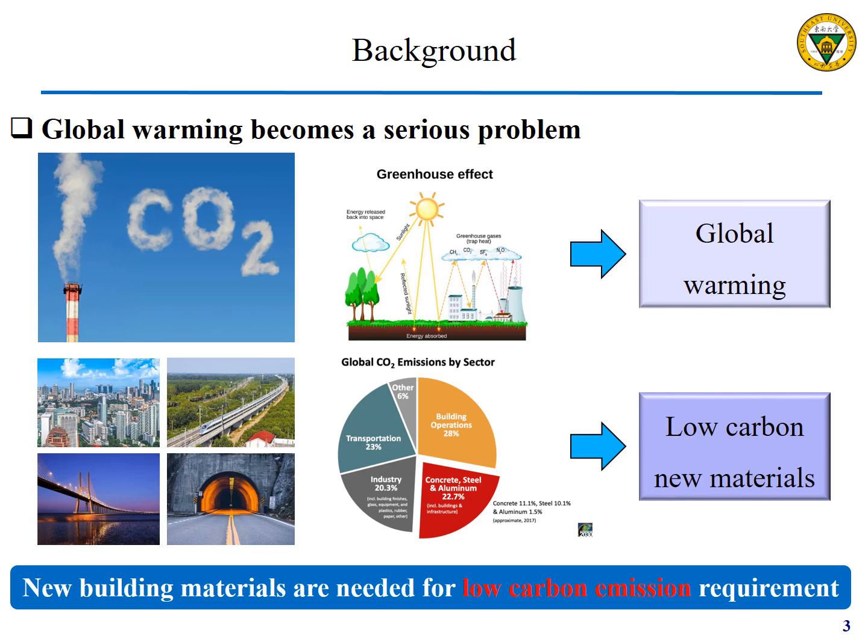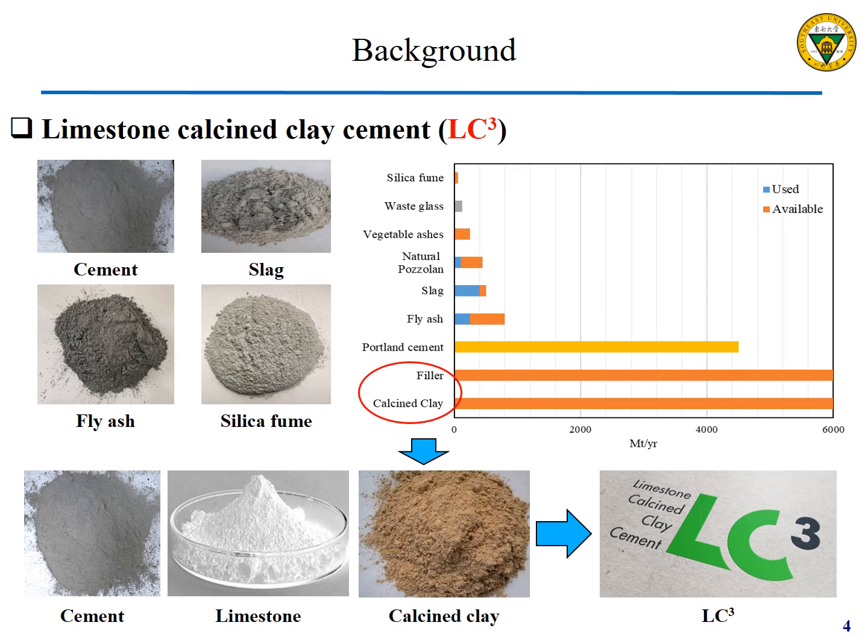Cement is one of the most widely used materials in the world. Houses, bridges, and tunnels are all made up of cement, concrete, and steel. From the pictures in the middle, we can see the CO2 release from concrete and steel is around 22%. Therefore, new building materials are needed for low carbon emission requirements. To decrease the CO2 emission, a common method is using supplementary cementitious materials to replace part of the cement clinker.